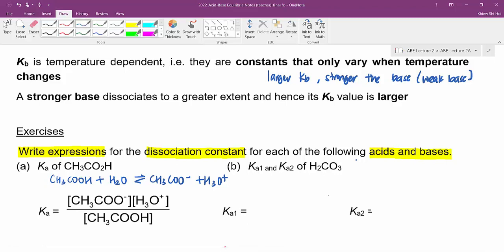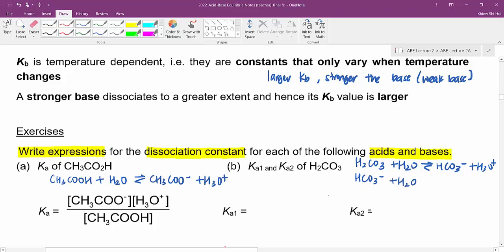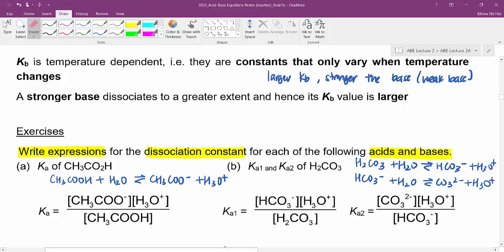For H2CO3, which is a dibasic acid, you need to write two equations. So the first one with H2O to give you HCO3- and H3O+. And the second gives you CO3 2- and H3O+. And the Ka1 and Ka2 is as such, noting that the value of Ka1 will be bigger than the value of Ka2.